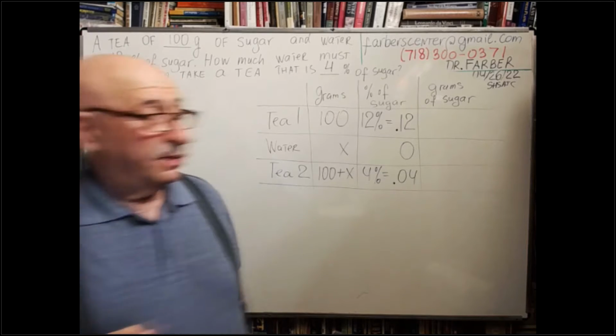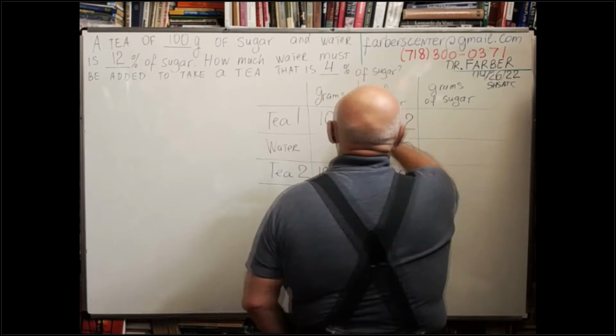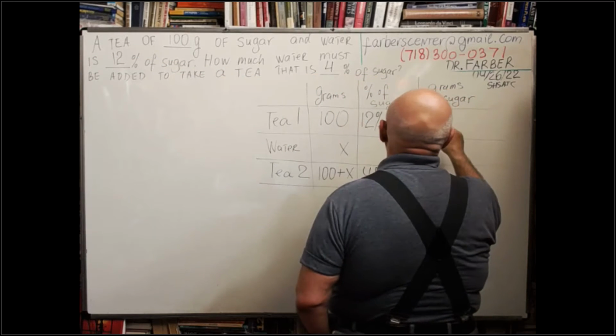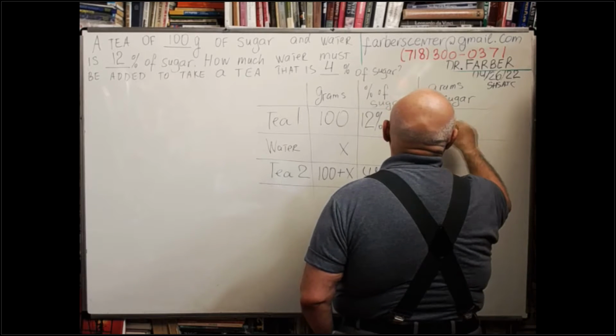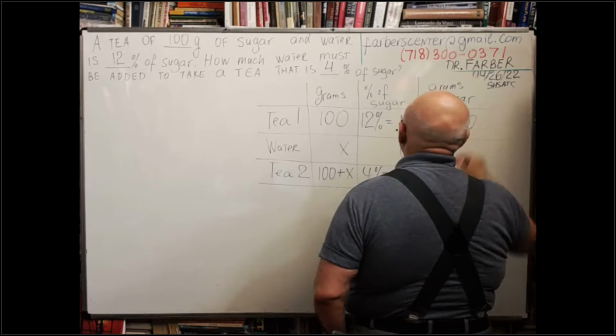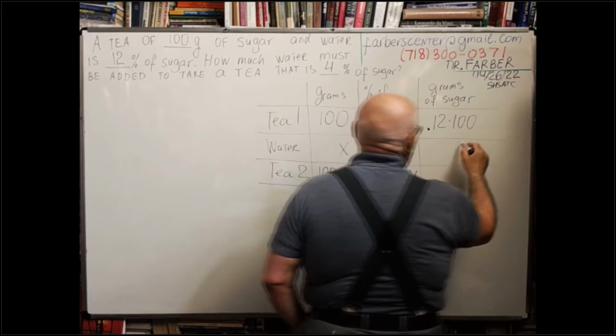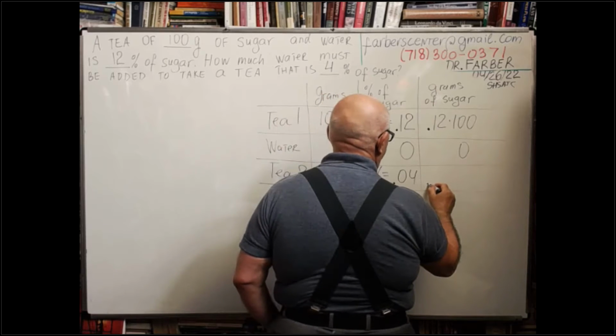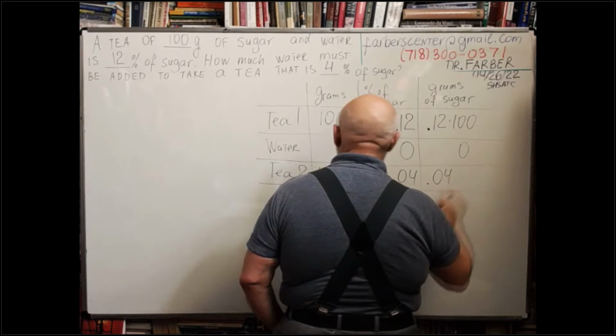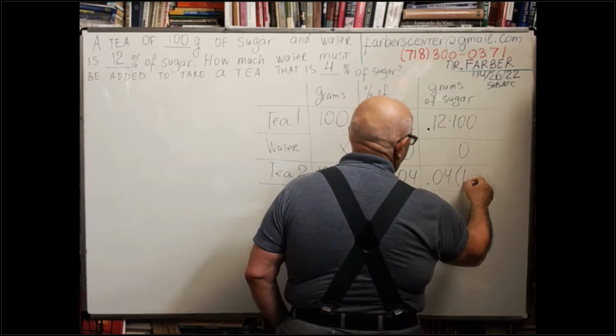Good, good, good. Now, this column is product of these 2 columns. So to get grams of sugar, you multiply 0.12 times 100. X times 0, which is 0. And this is 0.04 times 100 plus X.